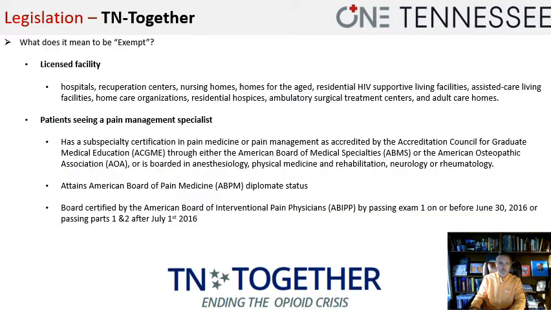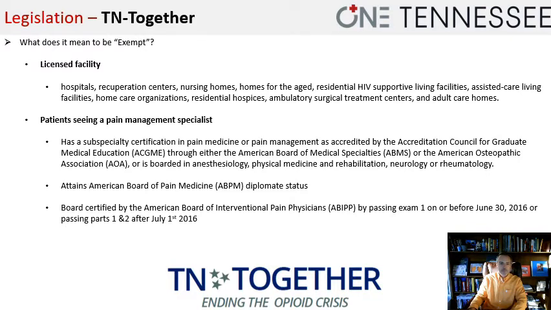What it means to be a licensed facility, these are examples. I mentioned hospitals. Those can be rehab centers, nursing homes, homes for the aged, residential HIV supportive living facilities. So you can see some examples there. Also, patients seeing a pain management specialist, these are very specific. And I wouldn't expect most dispensers or pharmacists to know whether or not a specific provider has met these qualifications or not. But in general, a board certified anesthesiologist is automatically termed or deemed a pain management specialist. Beyond that, there are some other requirements that need to be met to meet the qualification as a pain management specialist.